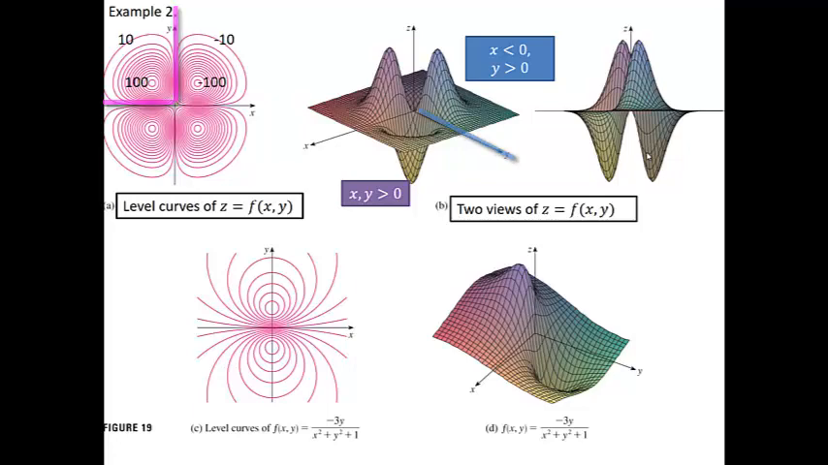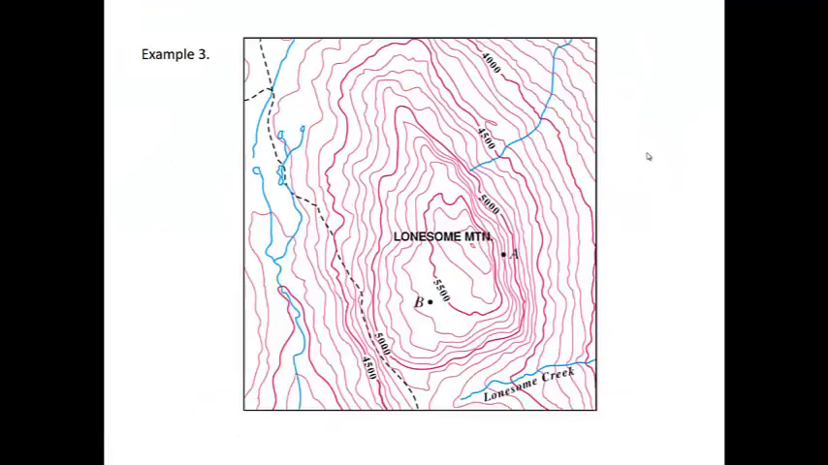Great. Here's a real life example of a level curve. Sometimes these are also called a contour map. These show the contour of a mountain called Lonesome Mountain, right? So it would tell a hiker exactly what the terrain is going to look like to help them plan their hike. All right, let's do some examples that are a little bit different.